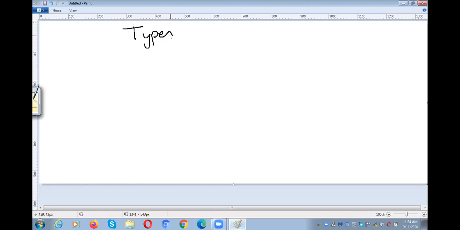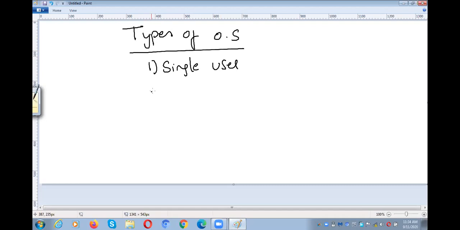Now we are in types of operating systems. In that, we have already completed two varieties of operating systems. The first one is the single user operating system, and the next one we have completed is multi-programming. So let me once again revise the topic for you within 2 minutes.